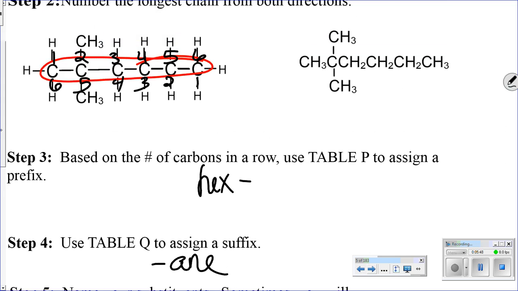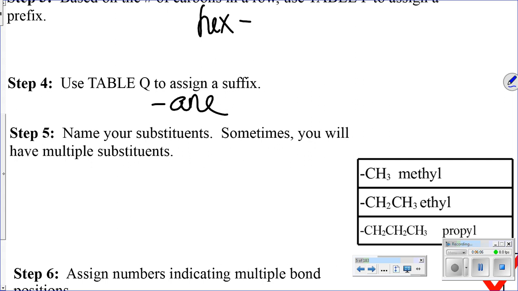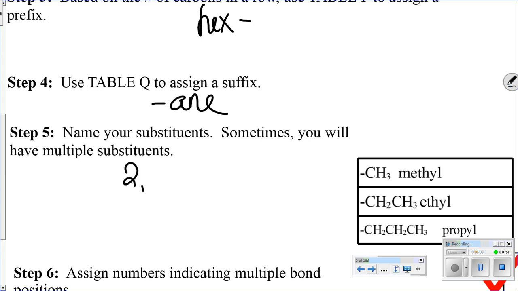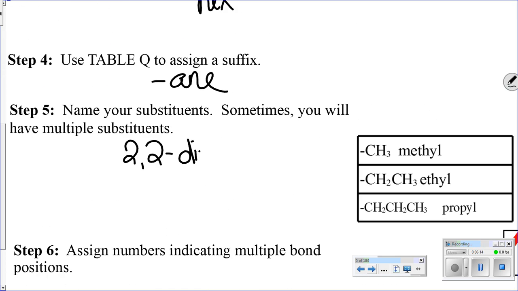Now with our substituents here, and these are very often shown condensed even in a structural formula, we could either say that they're attached to carbon 2 or carbon 5. 2 is a lower number. So we're going to call this 2,2-di, because there's 2 of them. Each one has 1 carbon, methyl.